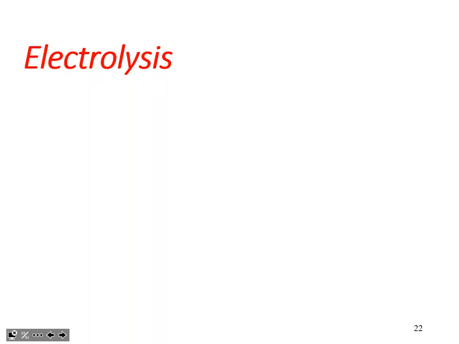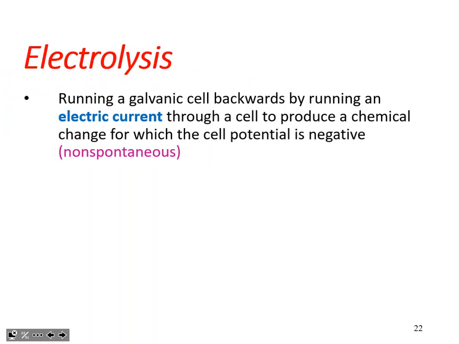All right, let's talk about electrolysis. This is fun, electrolysis. This is where it's thermodynamically unfavorable. All right, electrolytic cells. Running a galvanic cell backwards by running an electric current through the cell to produce a chemical change for which the cell potential is negative. The cell potential happens to be negative.